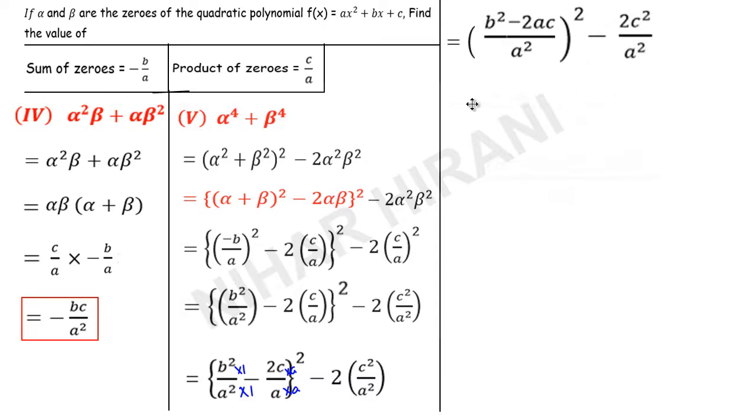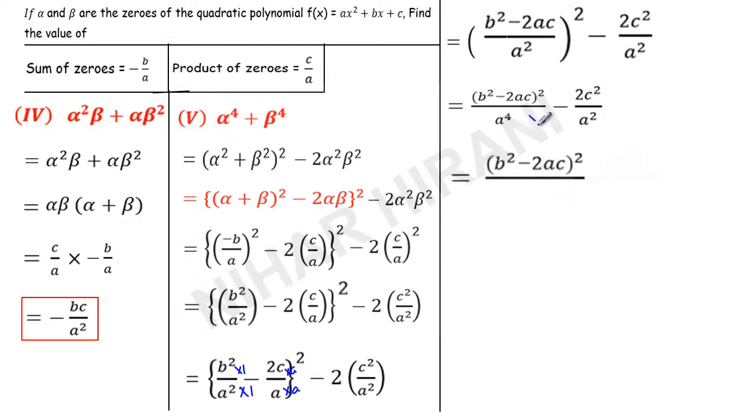Now let us further simplify this. So this will go like this: b square minus 2ac whole square. This whole square means it is the whole square of these also and these also. So here b square minus 2ac whole square, and in the denominator a to the power 4, a square and again square. Now again I will take LCM. LCM will be a power 4.